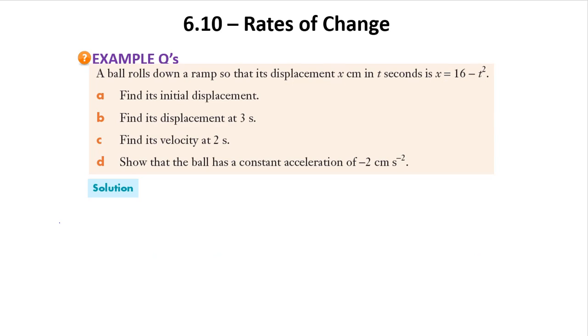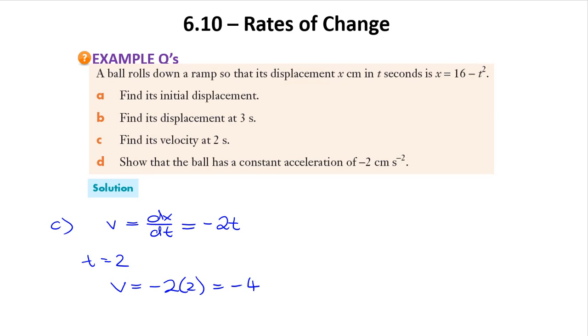Part C, find its velocity. Well, velocity is equal to the first derivative of the displacement. So we firstly find that equation. You can see here that the constant term 16 will disappear when we differentiate, and we'll be left with minus 2t to the power of 1, or minus 2t. After 2 seconds, our velocity is equal to minus 2 lots of 2, which is minus 4 meters per second.